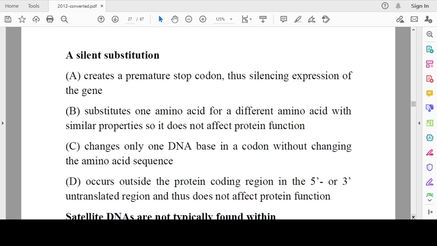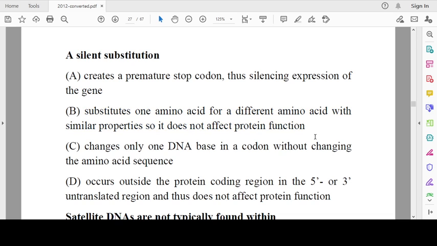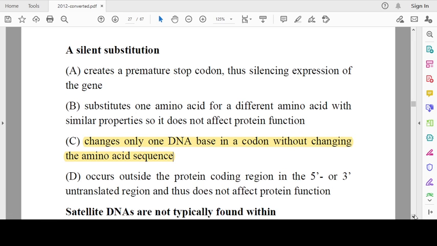A silent substitution means, okay, it will substitute one amino acid for a different amino acid with similar properties and it won't affect the protein function. So it is the correct option for silent substitution. Sorry friends, a silent substitution changes one DNA base in the codon without changing the amino acid sequence. So it will silently do all kinds of activity.